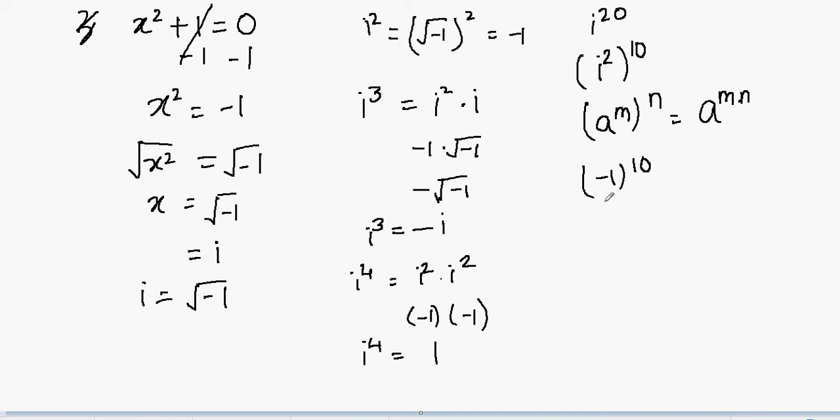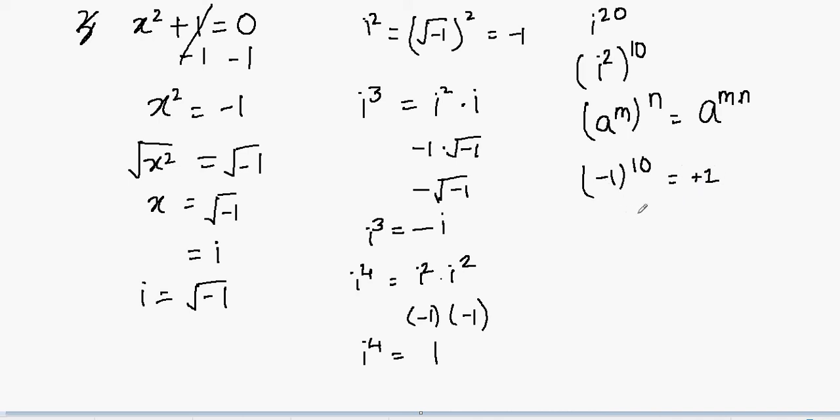Now, you have to remember that when any negative number has a power which is even, then you always end up with a positive number. And any negative number which has an odd power gives you a negative number. So -1 to the power 10, since 10 is an even number, you will always get a positive number. So -1 to the power 10 will be +1.